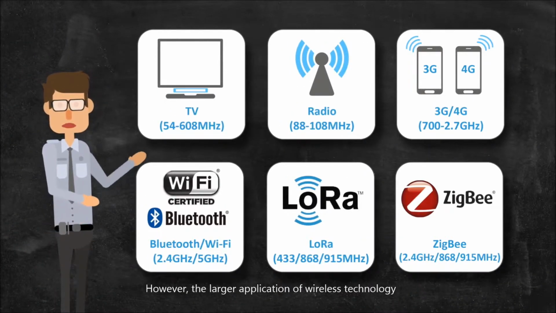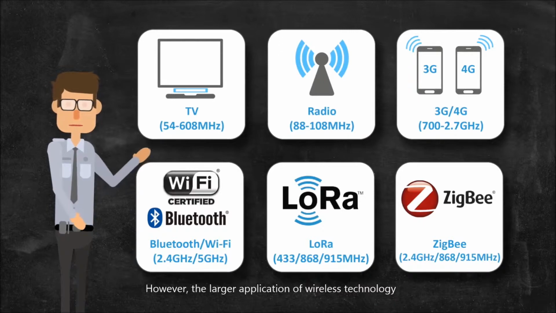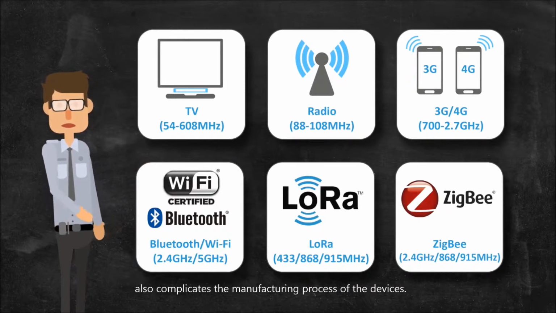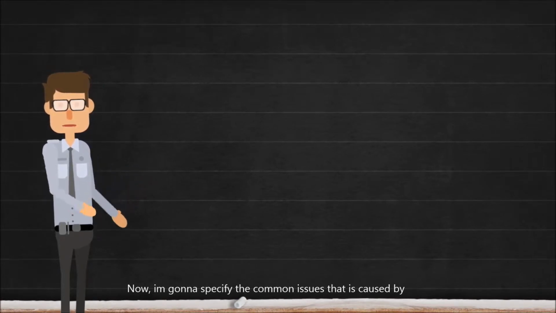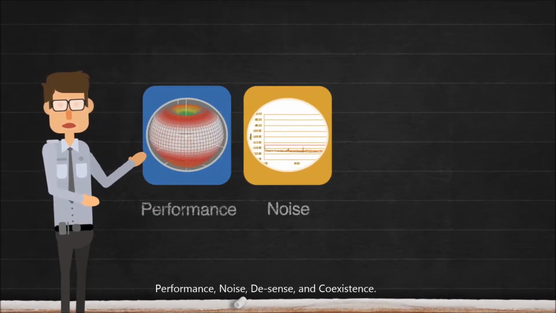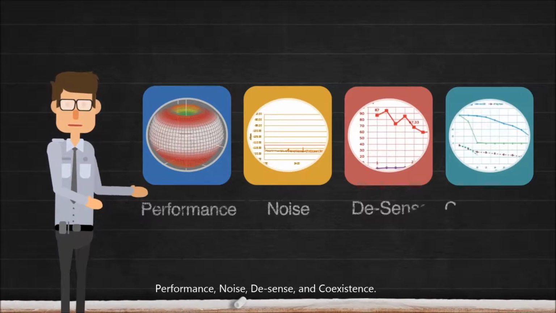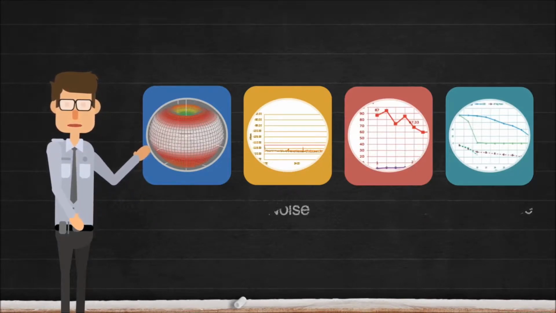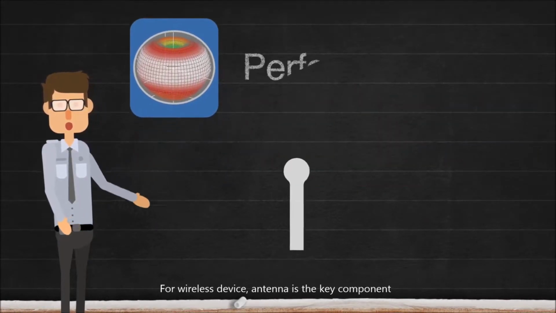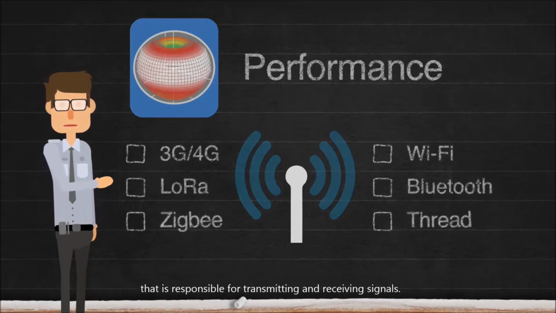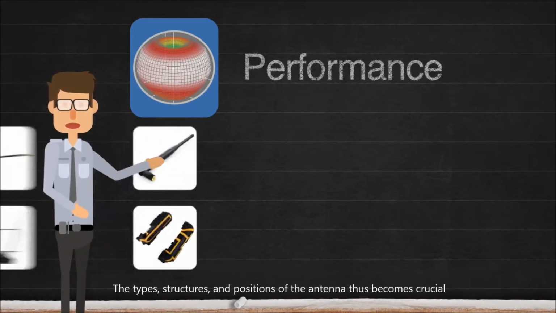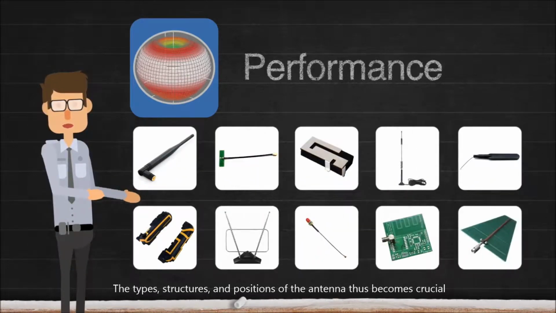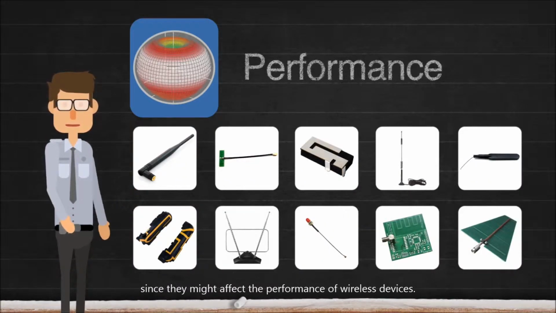However, the larger application of wireless technology also complicates the manufacturing process of the devices. Now, I'm going to specify the common issues that are caused by performance, noise, desense, and coexistence. For wireless devices, the antenna is the key component that is responsible for transmitting and receiving signals. The types, structures, and positions of the antenna thus become crucial since they might affect the performance of wireless devices.